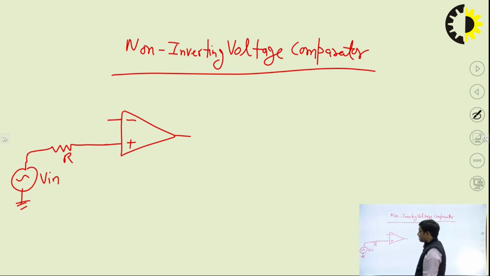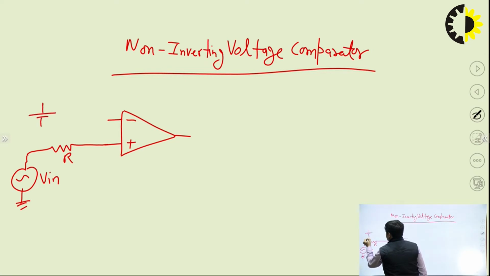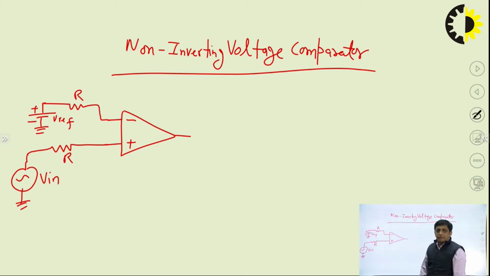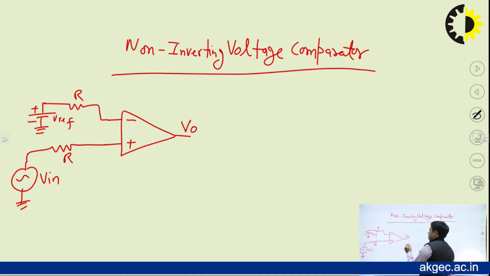And another voltage, that is the reference voltage, right? So this Vin will be compared with that reference voltage, that is the DC voltage. That DC voltage, the reference voltage, is applied at the inverting terminal, again through a resistance, let's say R. Fine. So this is non-inverting voltage comparator because Vin is applied at the non-inverting terminal, and there is no feedback path, and output voltage of op-amp is V0.